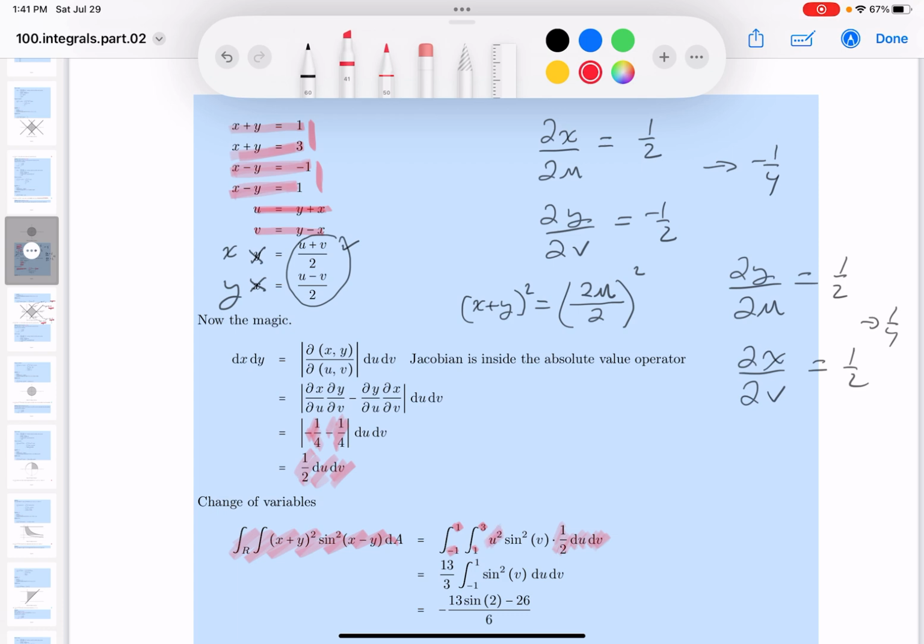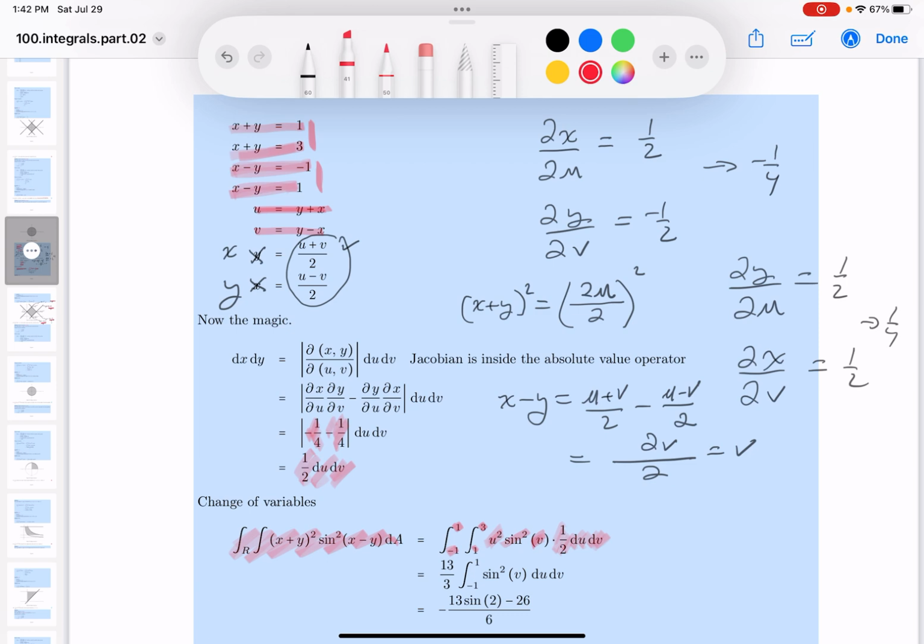What's the next thing I got to do? Sine squared, and I got to get x minus y. Let's write that down. So it's going to be u, let me write it down for you. X minus y. That's going to be u plus v over 2 minus u minus v over 2. What do you get there? Coming out of 2. U minus u is none, and you get 2v on top, so it's just v. I'm definitely following that. All right?